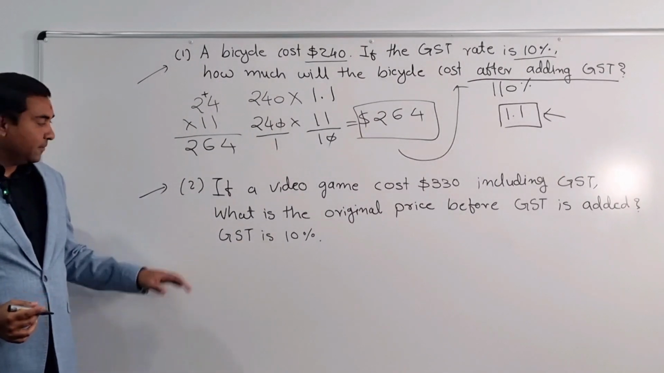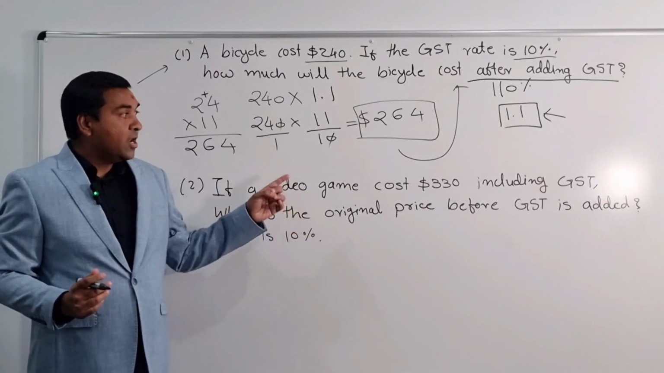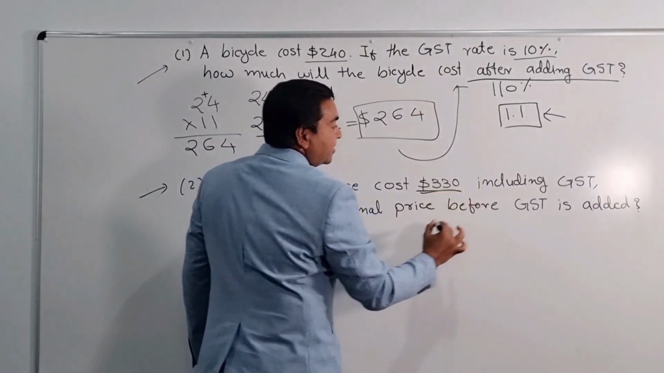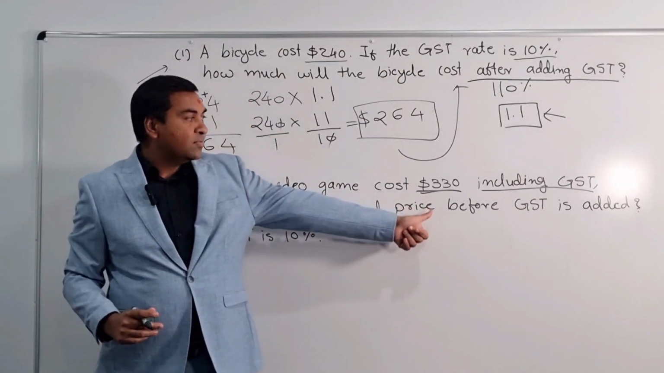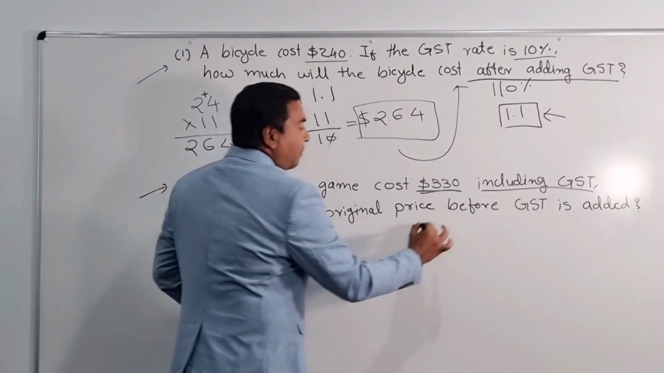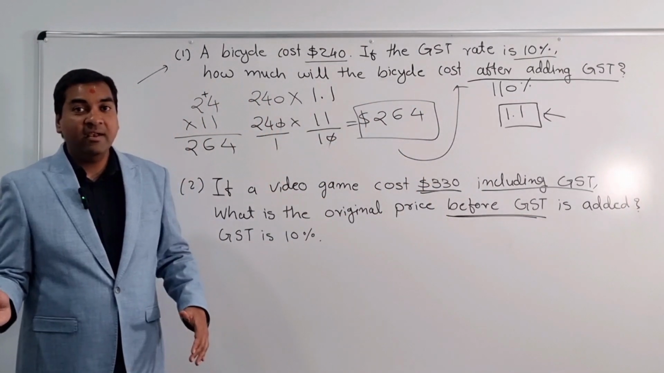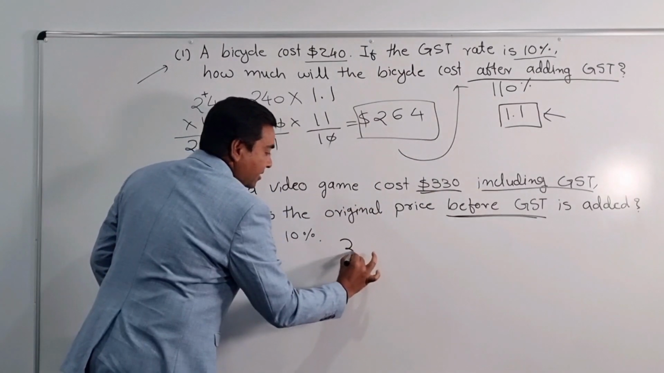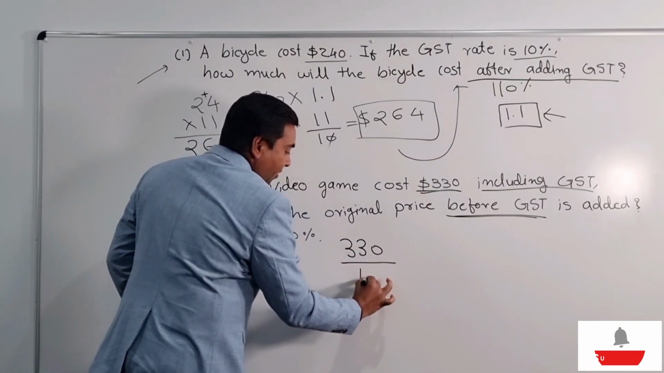Now my second question is, if a video game costs $330 including GST. So this price already is including GST. That's something we got to note down. What is the original price before GST is added? GST is 10%. So I'm going to find out the price before GST. Whenever I want to find out the price before GST, I'm going to divide by 1.1. So my price is 330. I want to find out the price before GST. So I'll be dividing by 1.1.